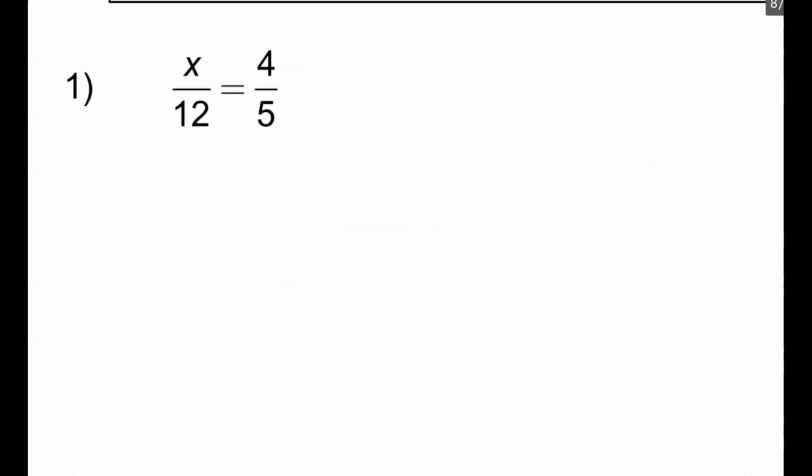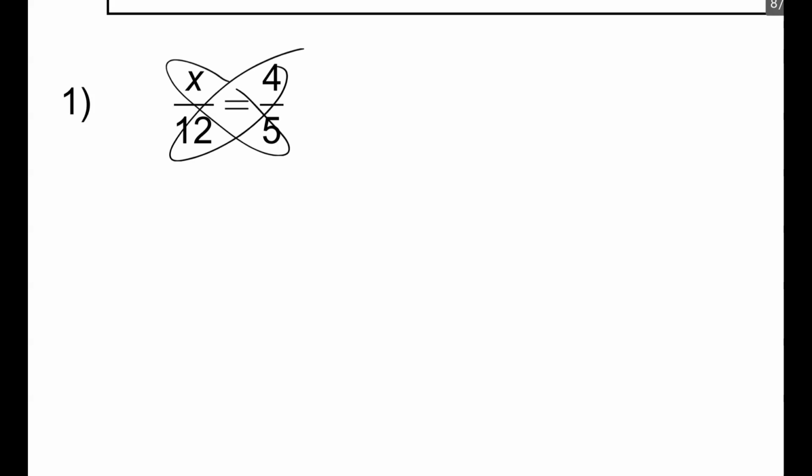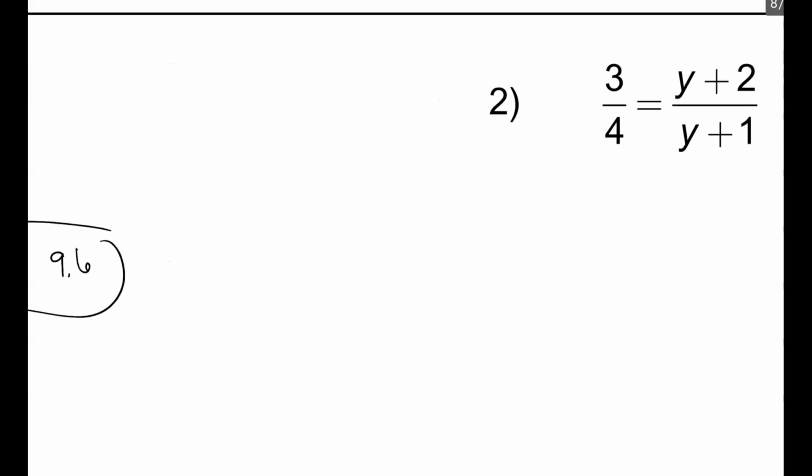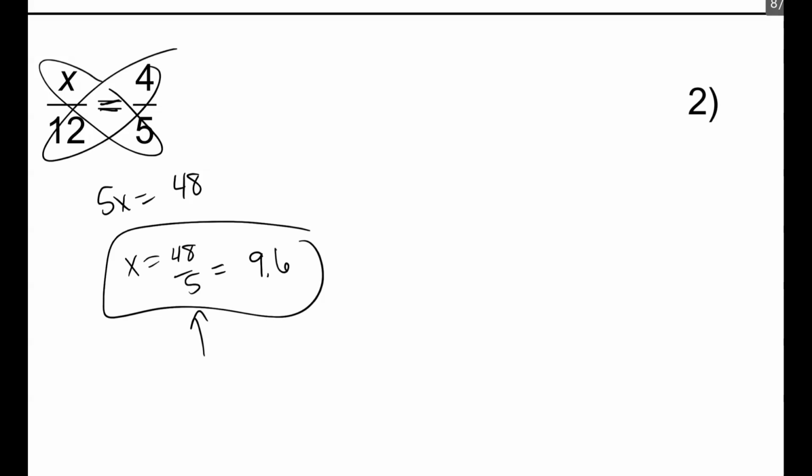All right, solve the proportion. So we did this in class. Let's go ahead and cross multiply, because we have the equal sign. 5x equals 48. Divide both sides. We have 48 over 5. So this is going to be 9.6. Perfect. Let's keep going. We can't simplify the fraction, so you can leave it as a fraction. I just know some people in class left it as 9.6.